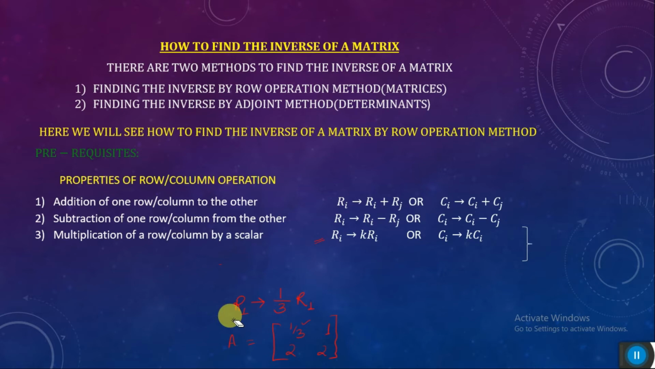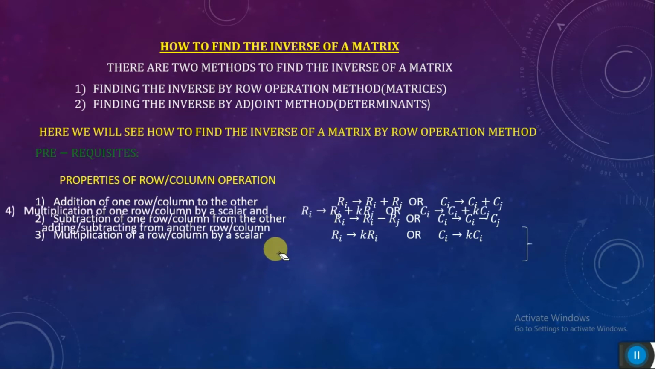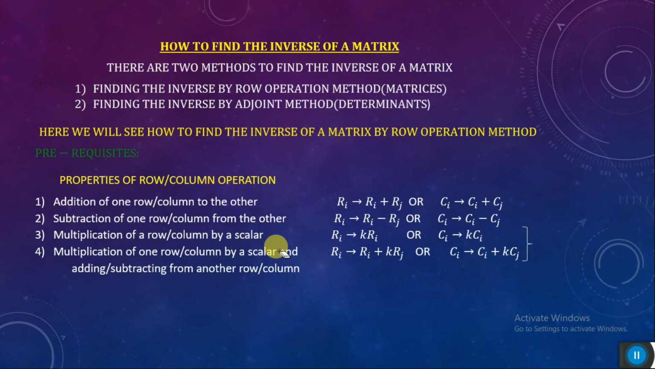Okay, let's see the next operation. This operation is the main one which we will be using mostly. It involves addition, subtraction. Here I have written plus, you can write minus also. Here I have written multiplication of one row or column by a scalar and adding or subtracting from another row or column. So in place of this there can be minus also.